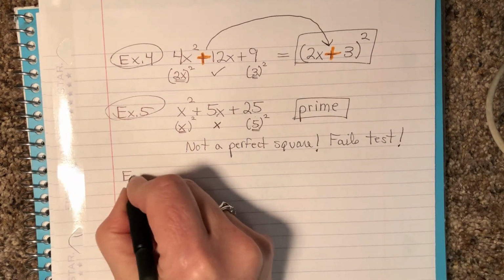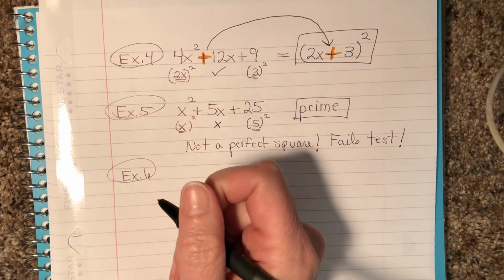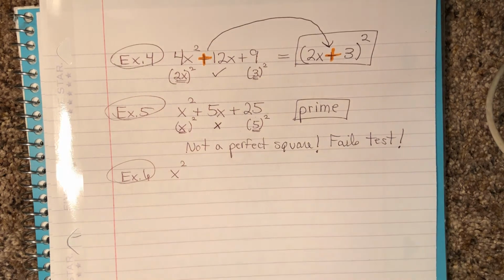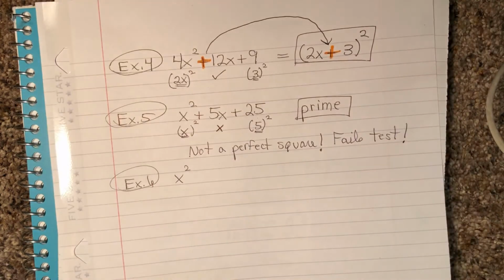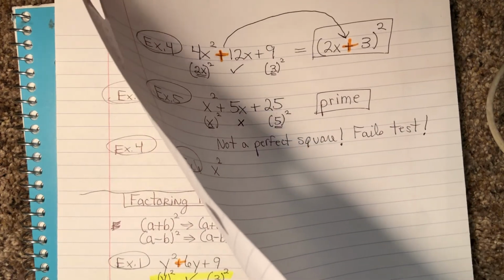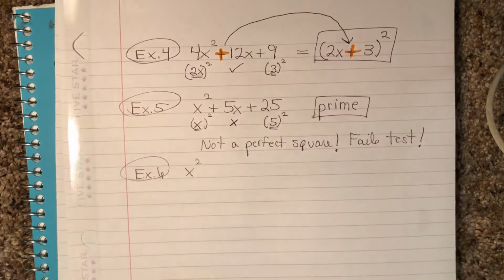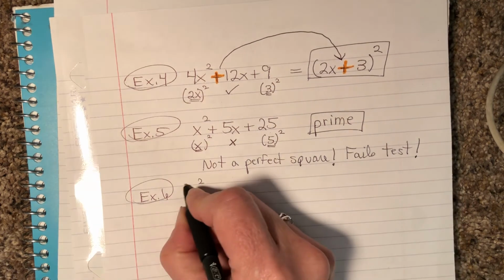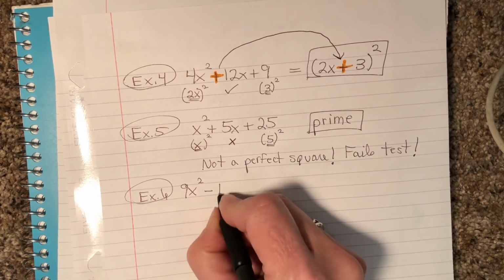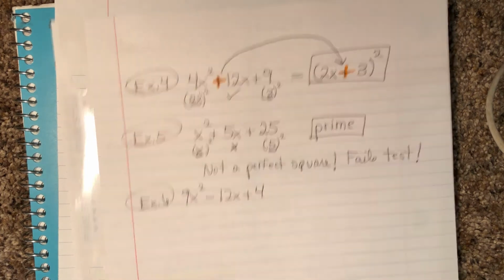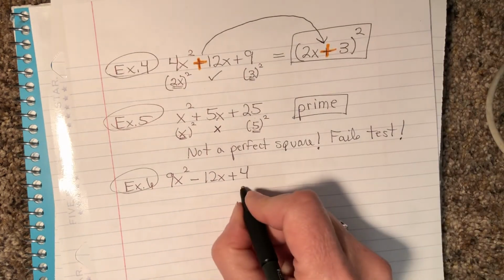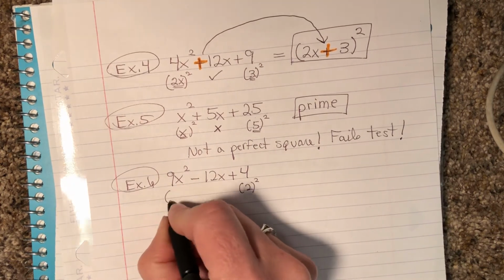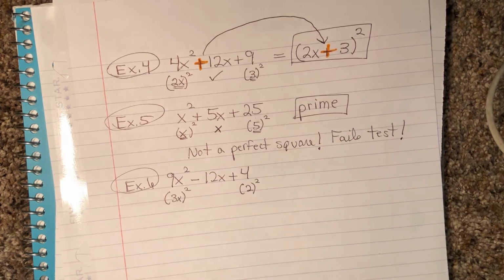Okay, example 6, we're almost done. Let's see, I don't think I did this one already, it sounds familiar. Oh my gosh, I actually did. Okay, let's do 9x squared minus 12x plus 4. All right, 4 is a perfect square. 2 is the square root. 9x squared is a perfect square. 3x is the square root.